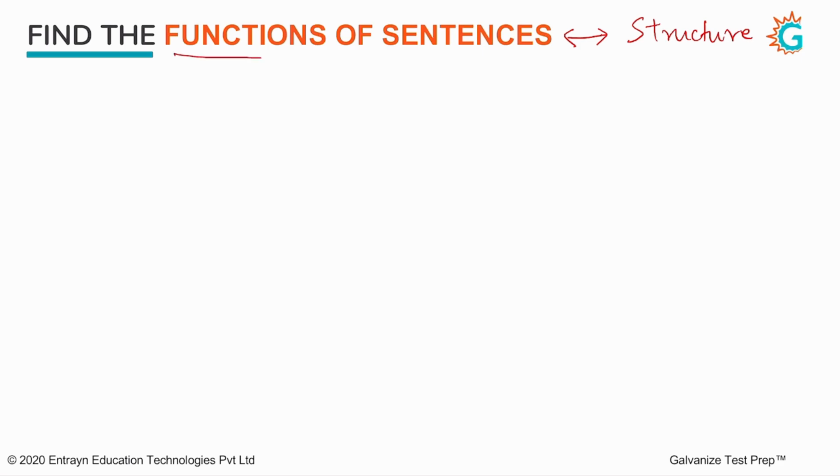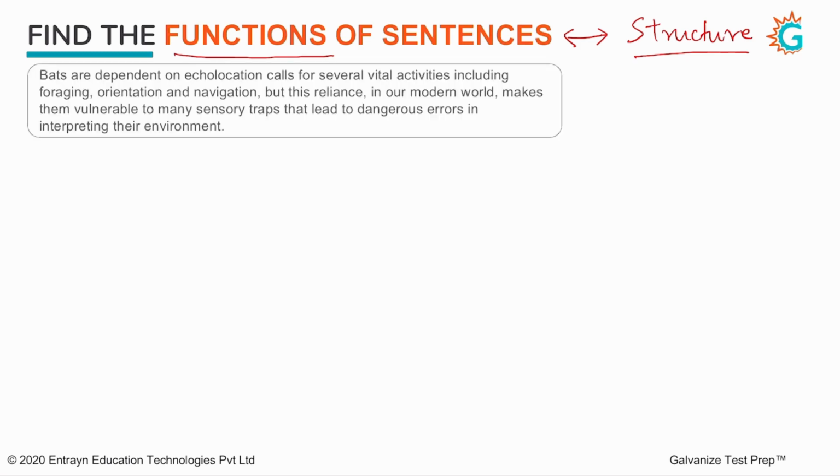The indicator words will help you find the functions of sentences, which will in turn help us get the idea of the overall structure of the passage. So let's first focus again on the first sentence here. Bats are dependent on echolocation calls for several vital activities, including foraging, orientation, and navigation. But this reliance in our modern world makes them vulnerable to many sensory traps that lead to dangerous errors in interpreting their environment. It's quite a heavy, long sentence, and it looks like a lot of things are happening. So let's take it slowly.